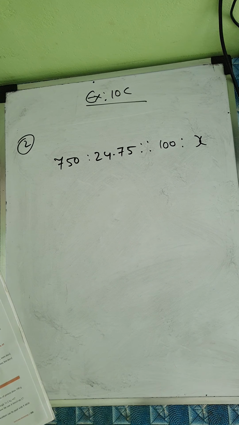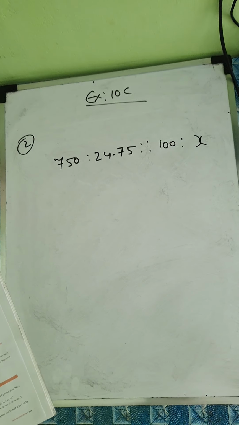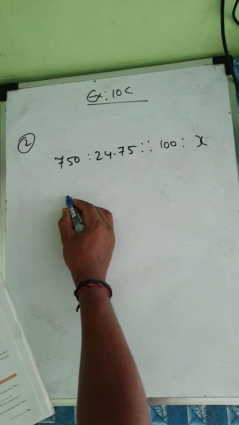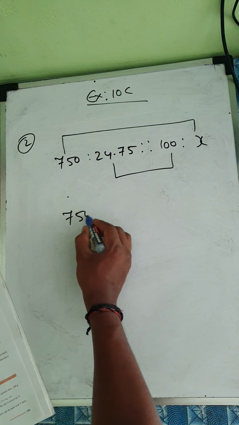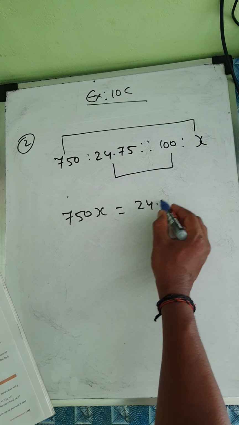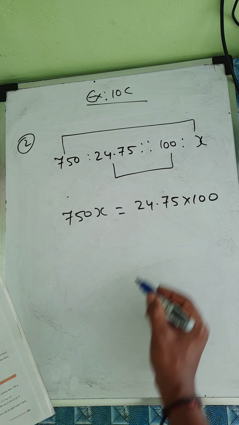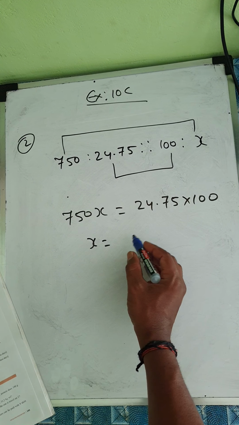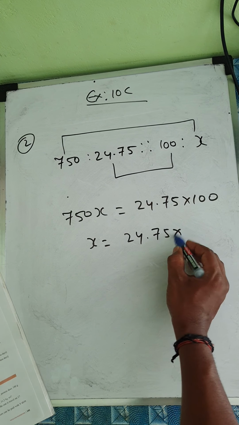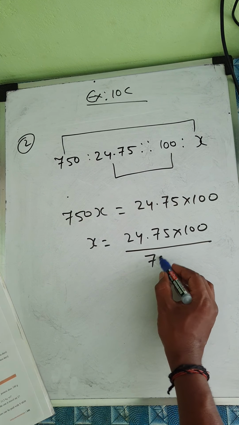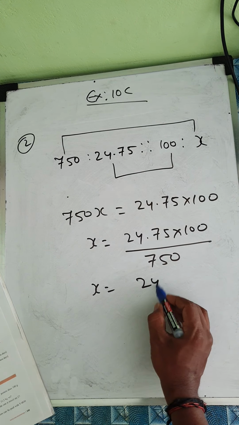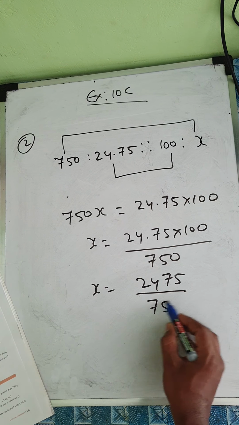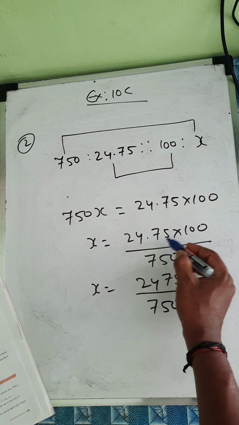So 750, same process, we'll multiply these two, and product of extremes equal to product of means. So 750 into x equal to 24.75 into 100. Now therefore x equal to 24.75 into 100 divided by 750. Here we multiply by 100, means the point is cancelled, so only 2475 will be there by 750. Understood?